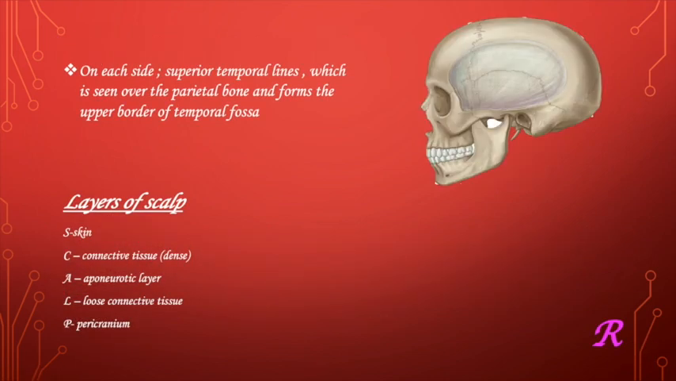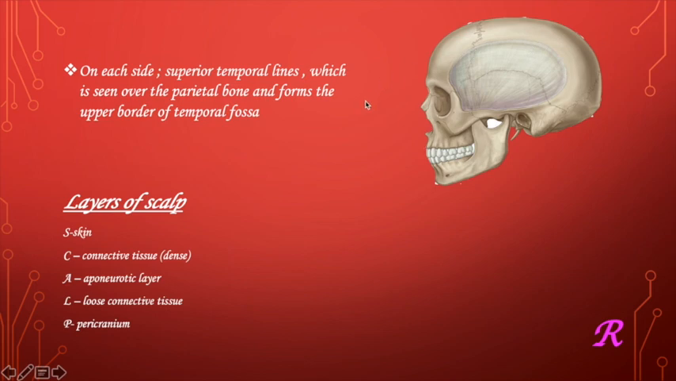Next, on each side, the border is the superior temporal lines. This is the superior temporal line. These are seen over the parietal bone. So the superior temporal lines are seen in the parietal bone. This forms the upper border of temporal fossa. This portion is the temporal fossa.